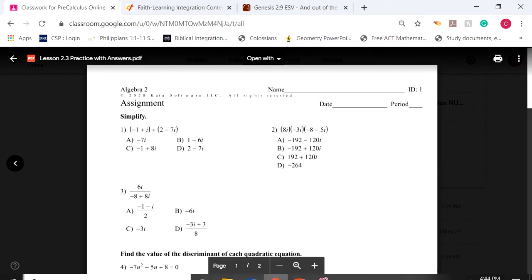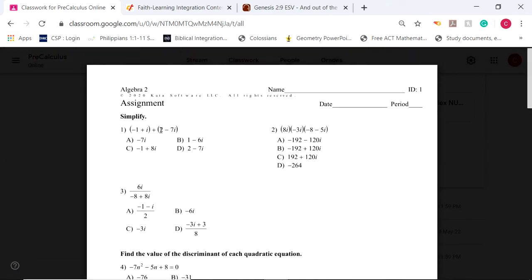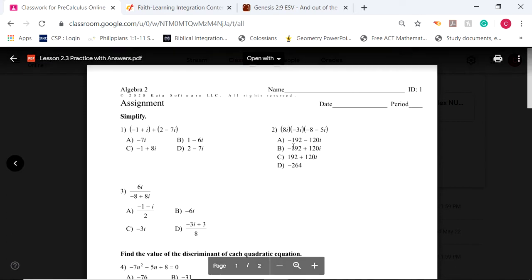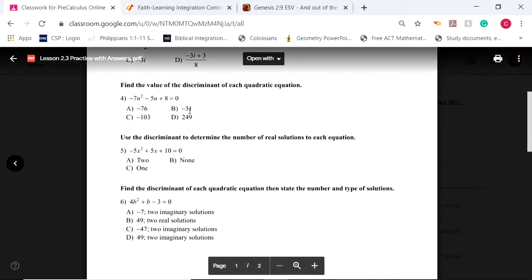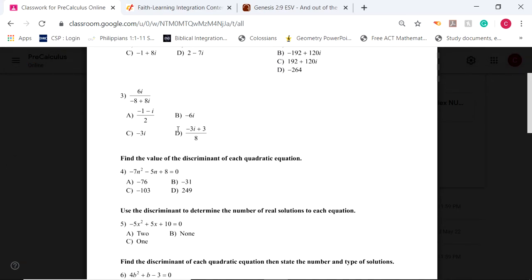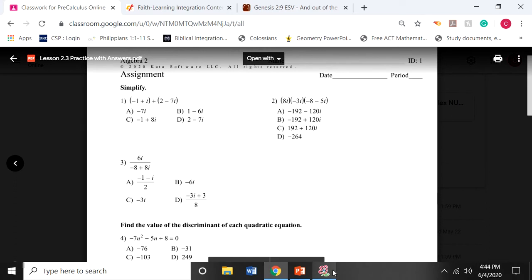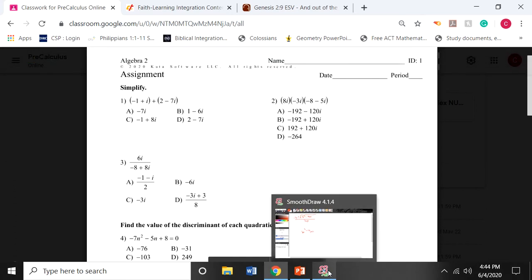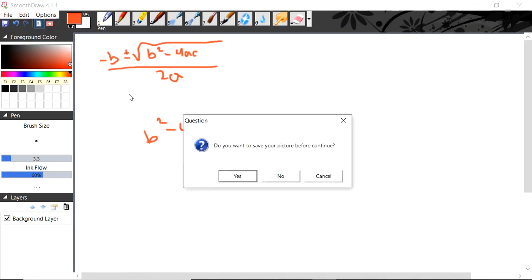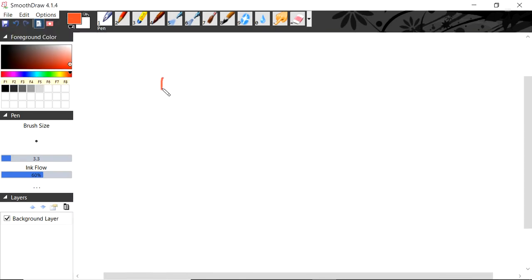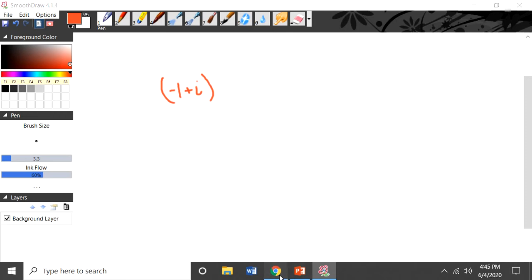Okay. So what we're going to do is add complex numbers, multiply complex numbers like we were foiling, rationalize the bottom of the denominator, and then use the discriminant in 3 different ways. I'll show you each way here. So the first thing we're going to do is number 1 here, which is negative 1 plus i. We're going to add that to 2 minus 7i.